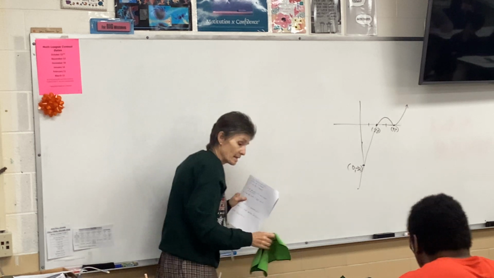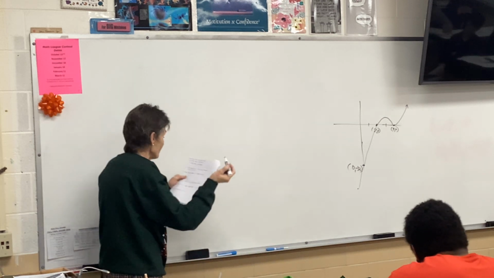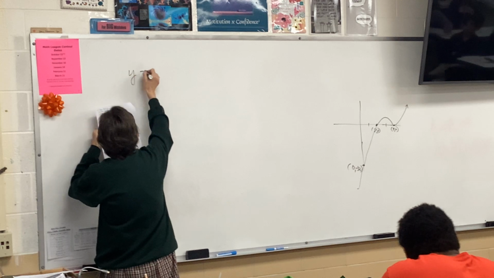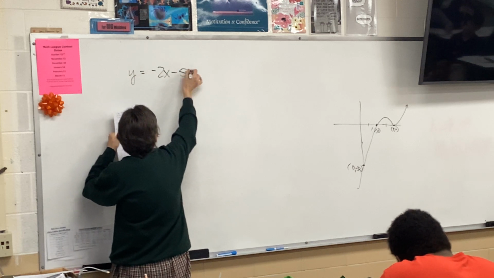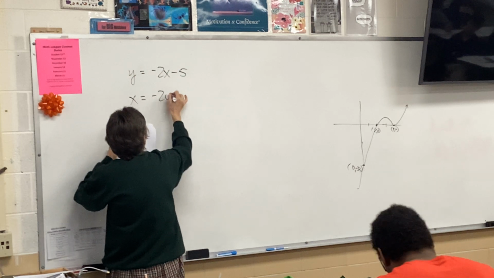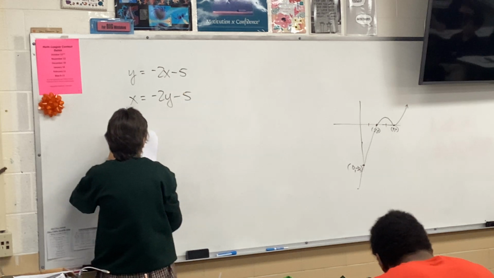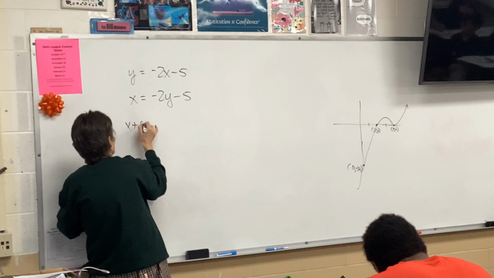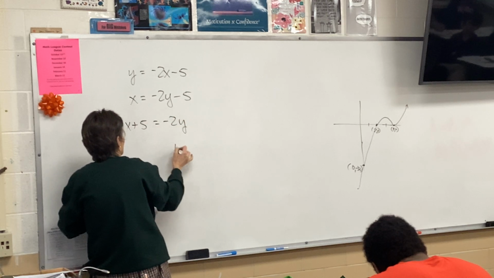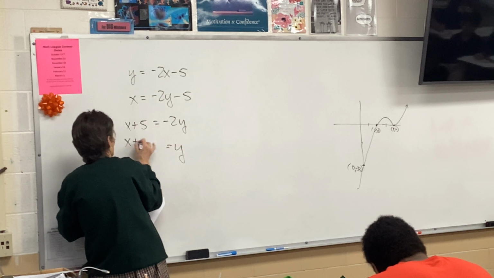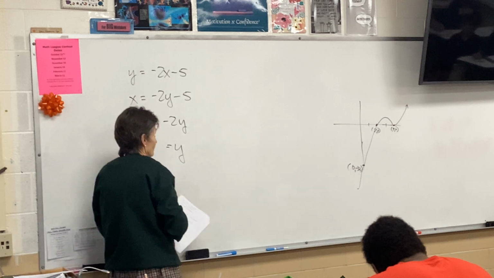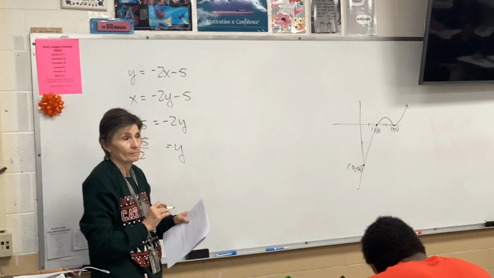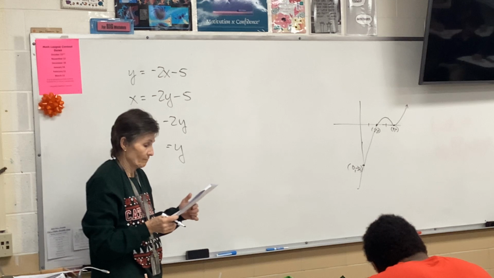Find the inverse. I think we did this the other day. How do we find the inverse? Switch the y and the x, and then solve for y. So add 5 and divide by -2. That's the inverse.